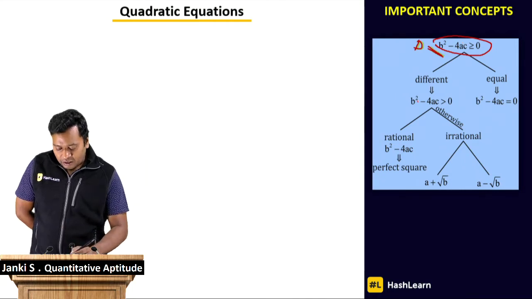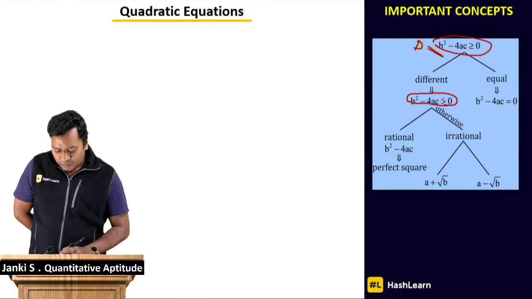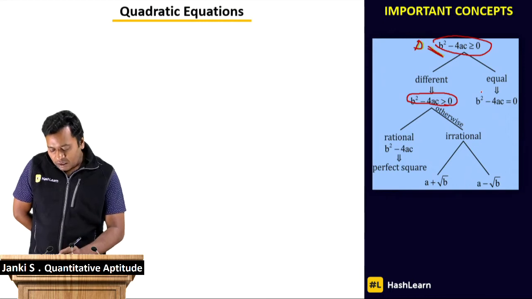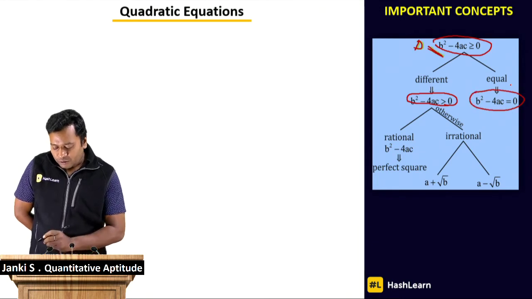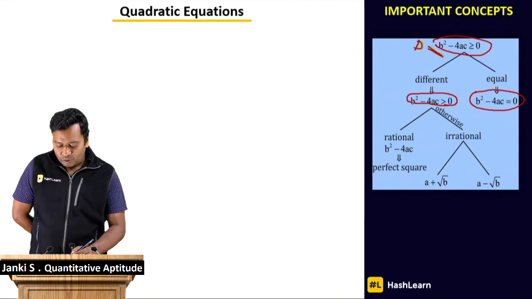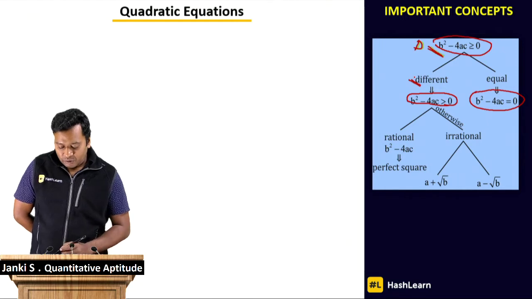So two conditions. If b square minus 4ac is greater than 0, that represents I will have a real root, as well as in this case also I will have real roots. So equal roots are possible when b square minus 4ac is equal to 0. If the value is not equal, so b square minus 4ac is greater than 0, that means I'll have different roots, which we have seen, real and unequal, right?